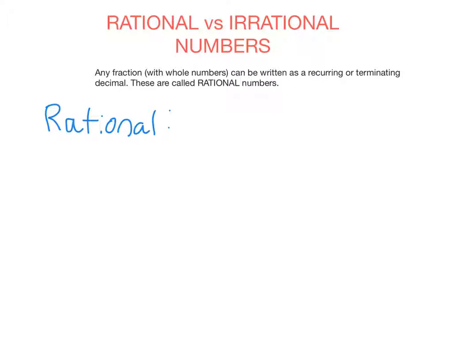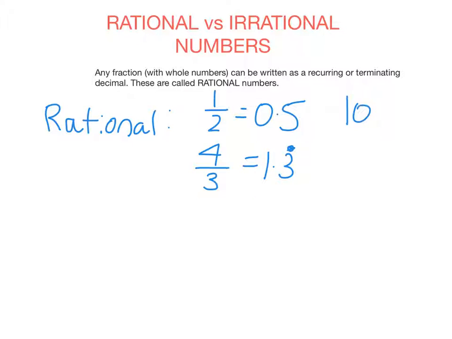So, examples. We know 1 over 2, which is 0.5. That can be written as a terminating decimal, as a fraction, so it is a rational number. This number here, 4 over 3, can be written as 1.3 recurring, a recurring decimal, so it's a rational number. Any whole number is a rational number, so 10, 9, 270, they are all rational numbers. Rational numbers can be negative as well. Negative 0.2 is a terminating decimal. It is therefore a rational number. Minus 30 is a rational number.